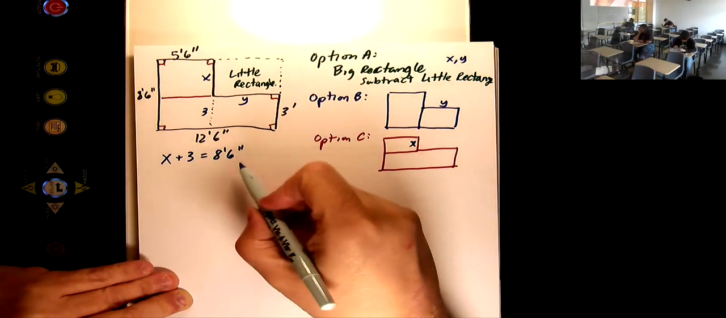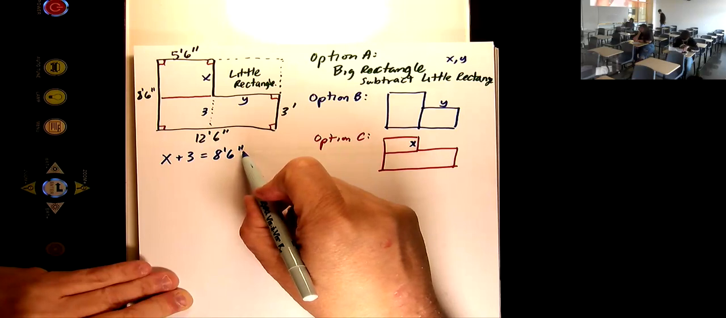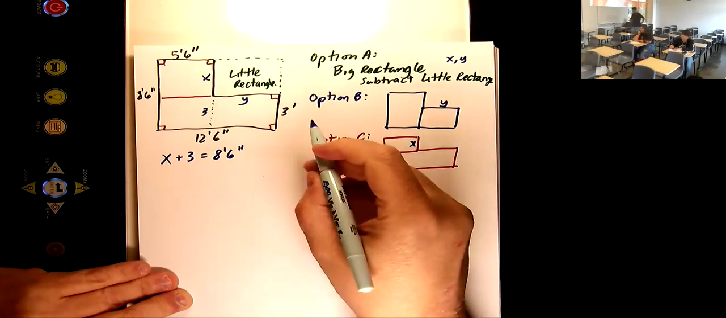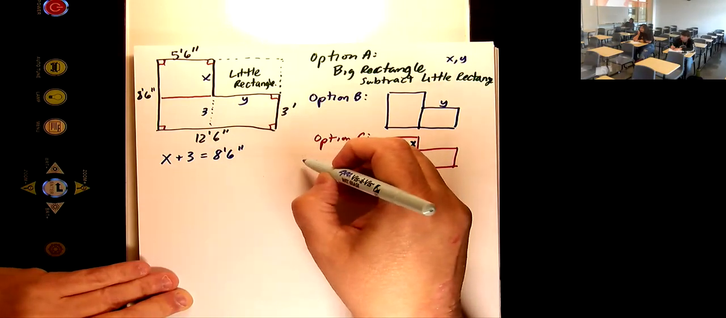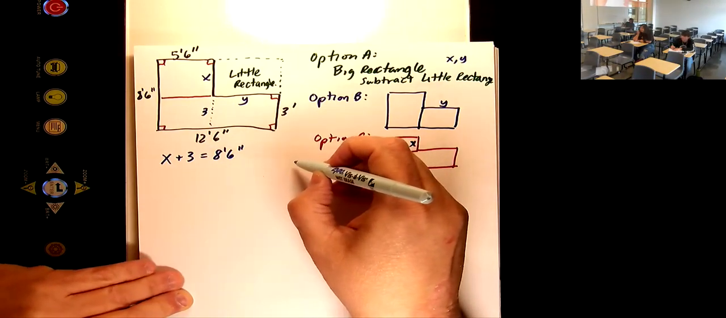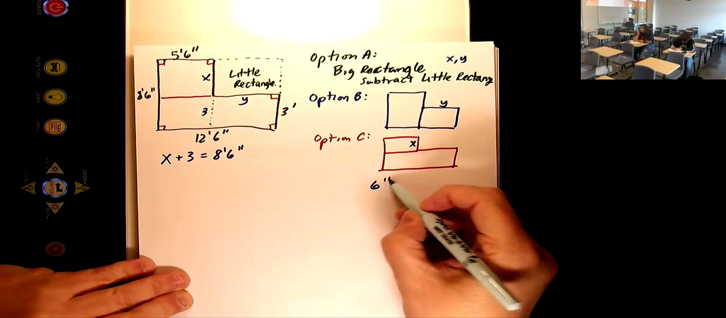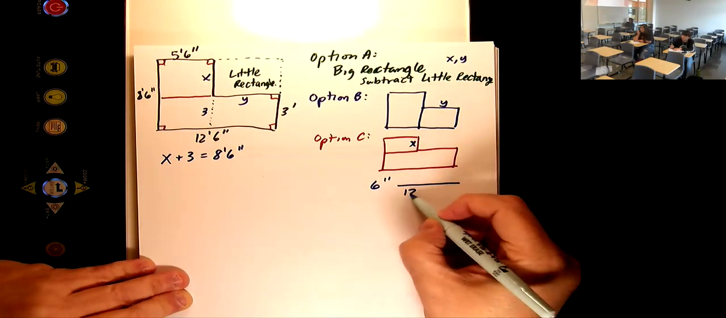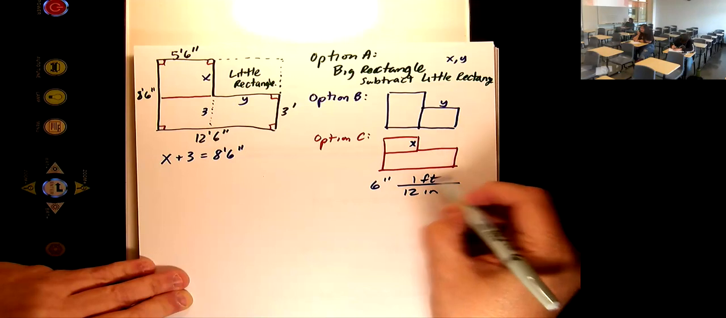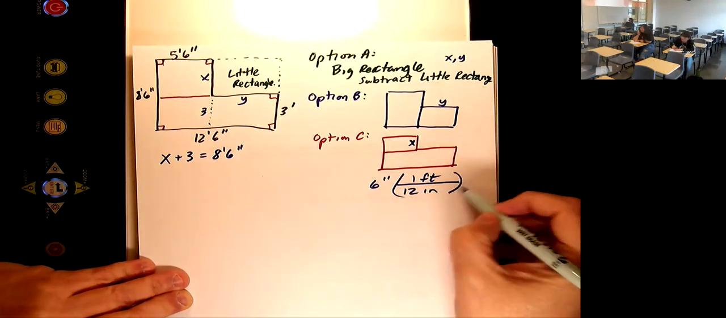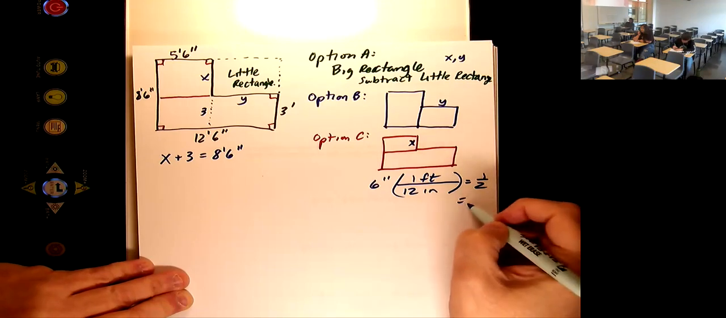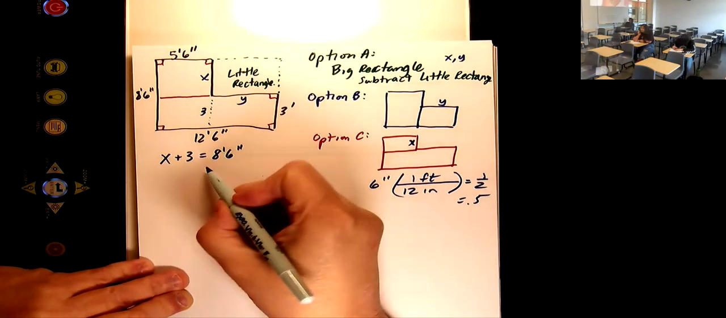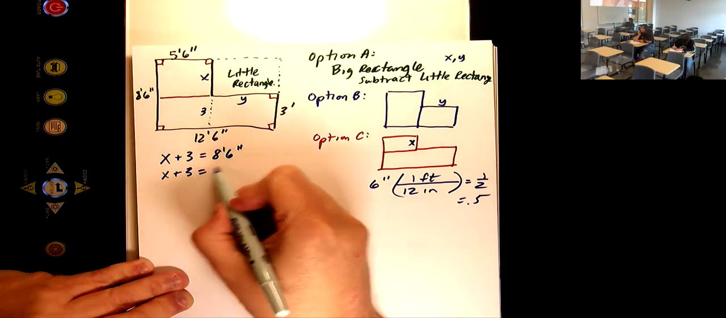How much is 6 inches in decimal form? If I wanted to convert it to feet, we got the 6 inches, there is 12 inches in 1 foot. So we have 6 over 12 is 1/2, which is 0.5. So this is like x plus 3 equals 8.5 feet.